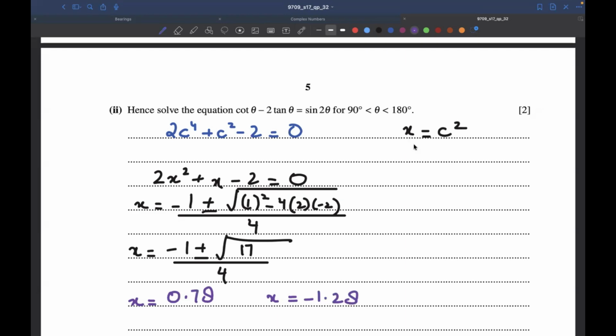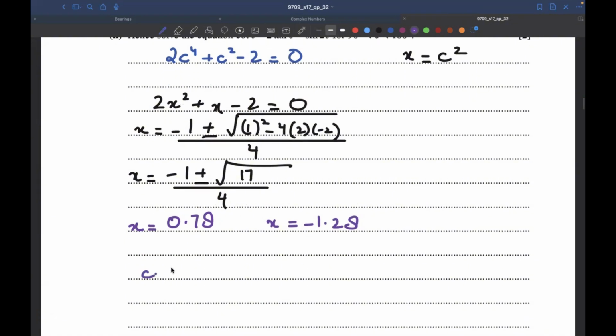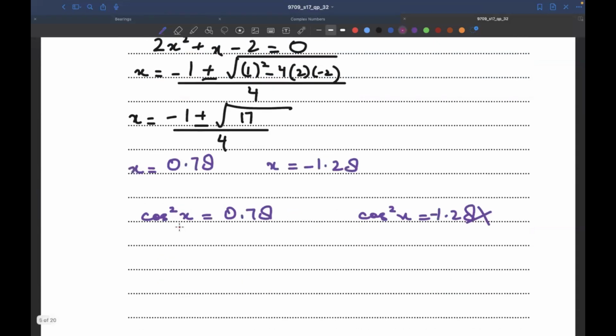Now substituting in place of x, we have cos square of theta is equal to 0.78, and cos square of theta is equal to minus 1.28. Now we cannot have the square root of a negative value, so this will cancel out. So theta will be cos inverse of square root of 0.78. Substituting this in the calculator, shift cos inverse of square root of 0.78, that gives us 27.97. So the basic angle will become 27.97.